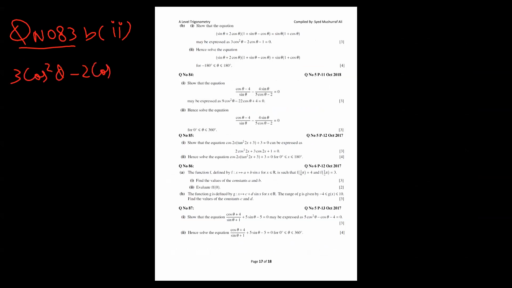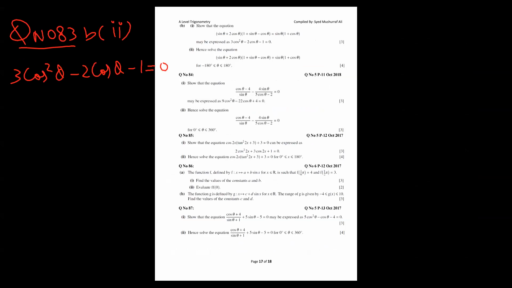So get ready, please. Bismillah ar-Rahman ar-Rahim. I think now, inshallah, you'll understand. Question number 83, B part 2. Okay, so I am solving this one. Let me write that equation. And that equation is 3 cos square theta minus 2 cos theta minus 1 equals 0.